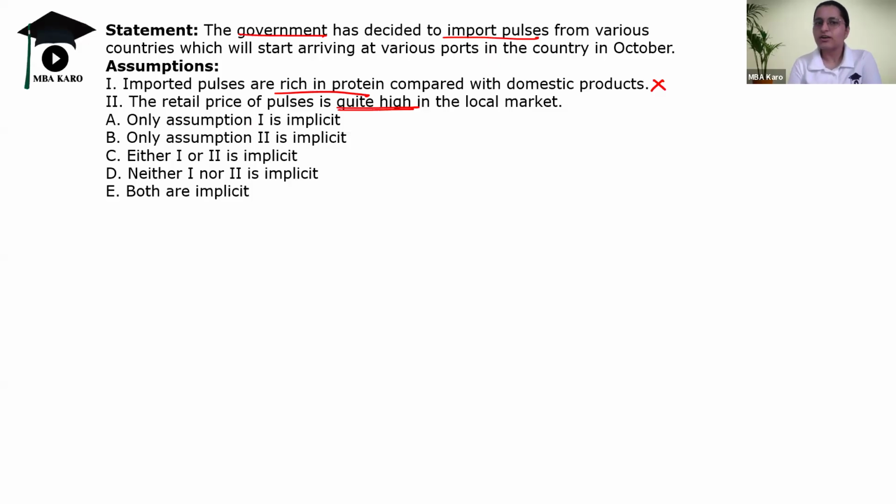Similar case here. Government is importing pulses from various countries because retail prices of the pulses in the local market are quite high. So it is convenient for them to import it from outside, and still they are able to balance the price of the commodity. Understood? So here, assumption 2 is implicit. I hope I'm clear here. If there is any difficulty, if you have not understood, please let me know.